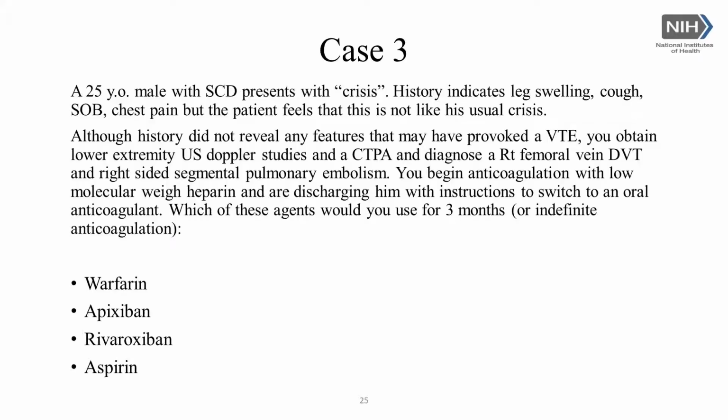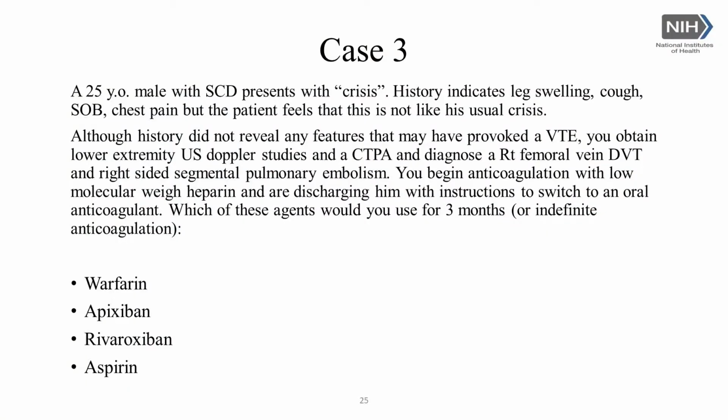Okay, so for our case number 3, we have a 25-year-old male with sickle cell disease who presents with a crisis. That's what the ER tells you. The history indicates the presence of leg swelling, cough, shortness of breath, chest pain, but the patient tells you, this is not typical of my pain crisis. That should immediately ring alarm bells. Although the history doesn't reveal features that may have provoked a VTE, you may think now of the epidemiological data that suggests that many are unprovoked.